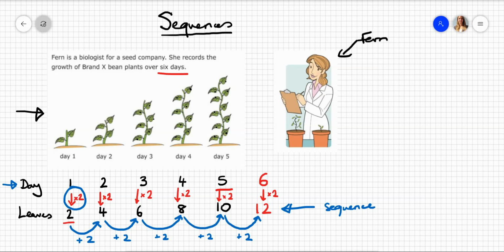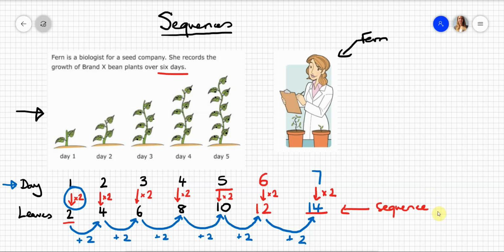So if we wanted to know how many leaves there were going to be on day 7, we've got 2 options. We could either add 2 to 12 and say we think it's going to be 14 that way, or we could multiply 7 by 2 and say we think it's going to be 14 that way. So again, this number of leaves forms a sequence, and we can tell what the next number in the sequence is going to be by adding 2 to the previous number, or we can think about what day it is and multiply that by 2.